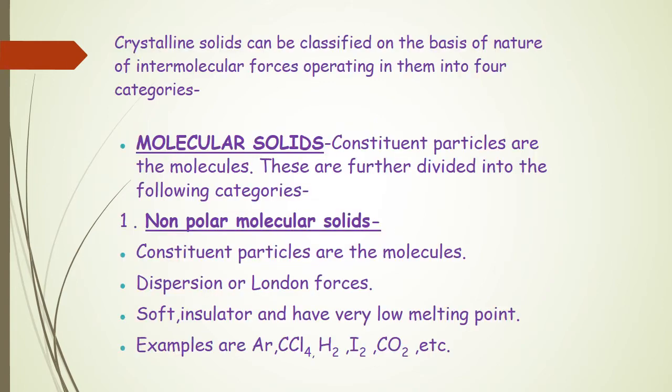Crystalline solids. Number one, molecular solids, which have molecules as constituent particles and are divided into two types. Number one, non-polar molecular solids. These have molecules as constituent particles, held by dispersion or London forces. They are soft insulators and have very low melting points. Examples are argon, CCl4, iodine, carbon dioxide, etc.